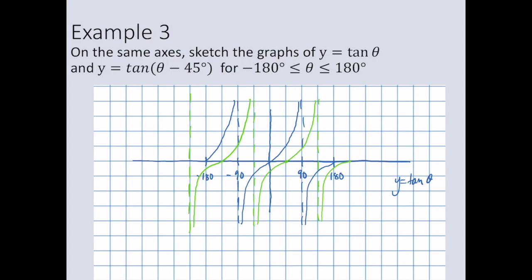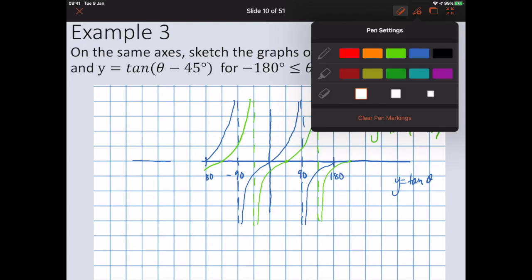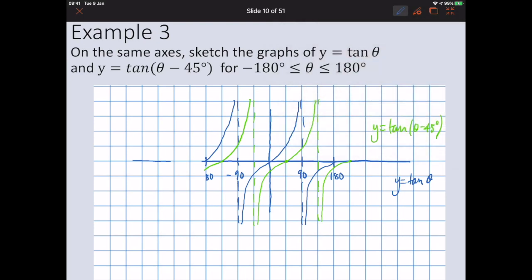So what have we got then? We've drawn the graph of y equals tan theta minus 45 degrees. Now, strictly speaking, you could go back and rub out the bits that we don't need. So if we went and found a rubber, we could chop off this bit here that we don't really need, but it was really helpful to have that there just to draw the graph. Okay.